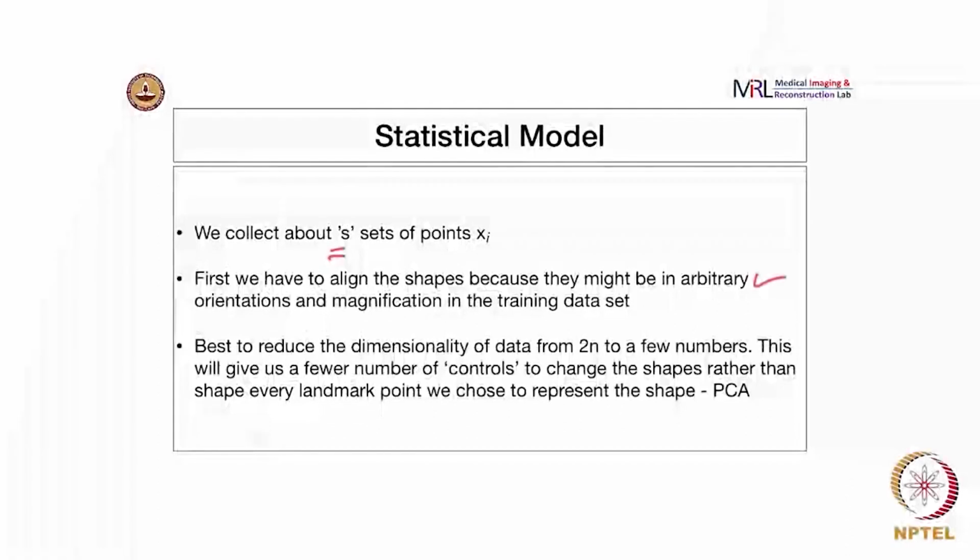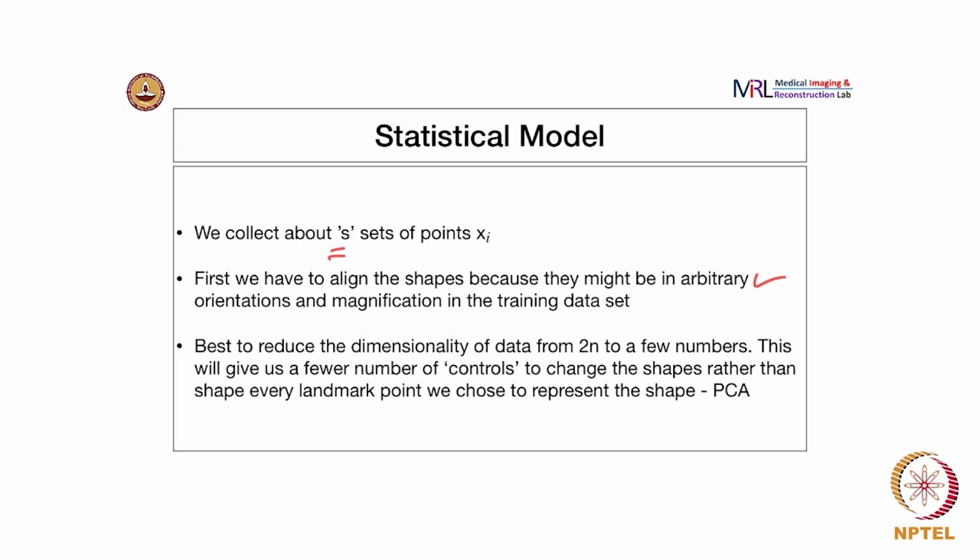So this is the first algorithm. Once we have a statistical model, it is best to reduce the dimensionality of the model. What do I mean by reducing the dimensionality of the model? Think about it. You have a shape which has n data points, which is basically 2n numbers used to describe that shape. N data points, each point is an x comma y, correct?